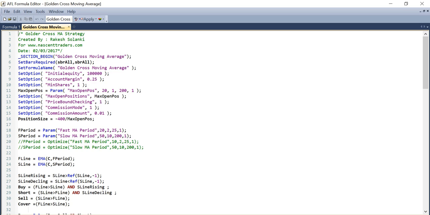So let me quickly give you some description of the strategy. This first section is basically for the naming of the strategy, how much stock we are going to trade, what is the margin available, what is the brokerage, what is our position size. I have already set all the parameters. We are trading with an equity of 1 lakh and taking the margin of 25%. So we will have 4 lakh initially for trading. Here we have two moving averages. The first is a 20 period moving average and the second is a 50 period moving average. The 20 period moving average is a fast line and the 50 period moving average is a slow line.